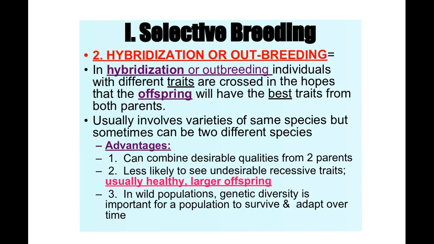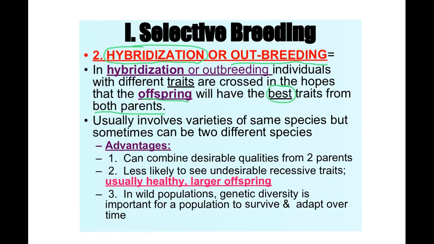And now there's two different types of selective breeding. The first one we're going to go over is called hybridization, otherwise called outbreeding. And this is when you're crossing two parents that are very different from each other. So these parents have very different traits, and what you want in the offspring or the babies is for them to have the best traits from both parents.